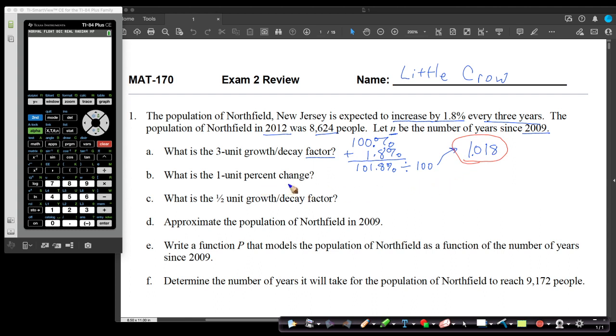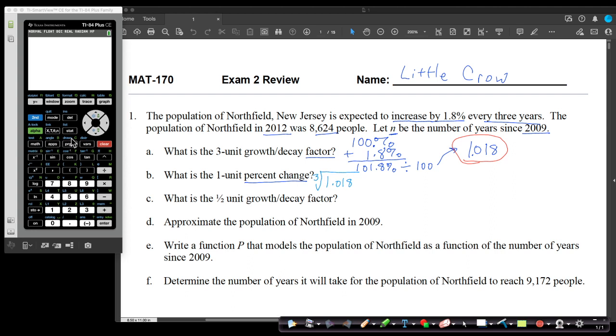What is the 1 unit percent change? So now we're talking percent change. This is every 3 years, so what we're going to do is take a cube root of 1.018. And then since they want a percent, once we're done, we'll change it back to a percent change. So let's come over to our calculator.